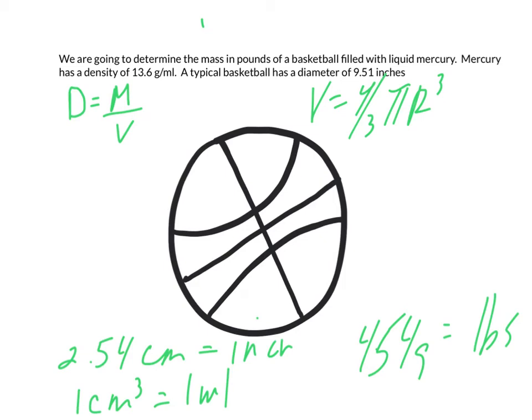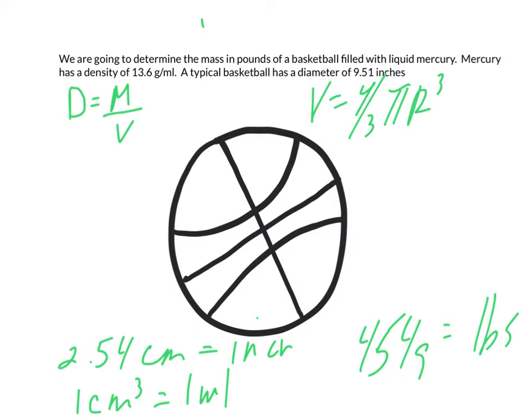Okay, this is the last problem I'm going to do before you try a few conversions. We're going to try to find out the mass in pounds of a basketball that's filled with liquid mercury. Mercury happens to have a density of 13.6 grams per milliliter, and the typical basketball has a diameter of about 9.51 inches. Hopefully, you'll remember that density is equal to mass over volume, and since we have the density and we can find out the volume, that will enable us to find out the mass.